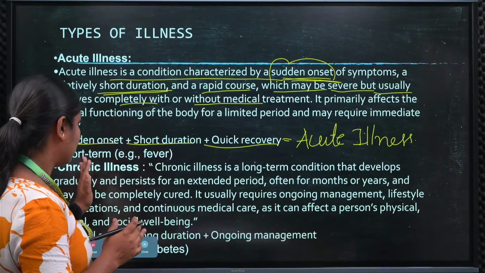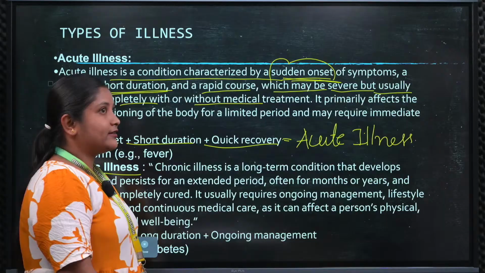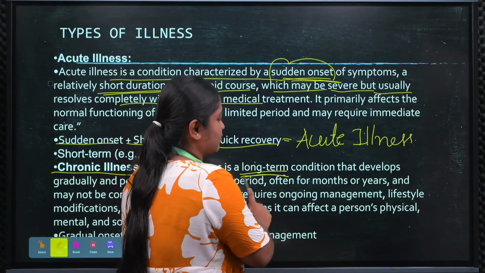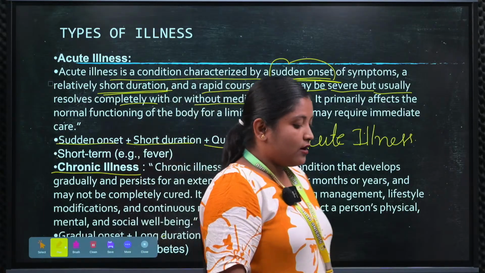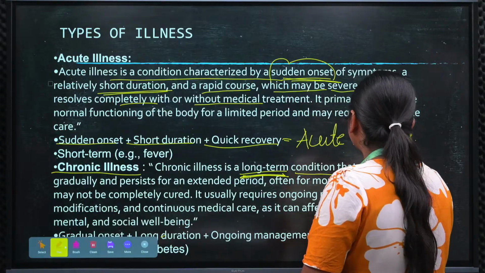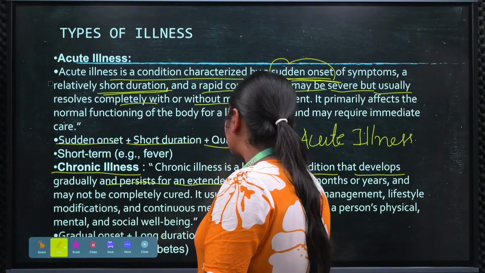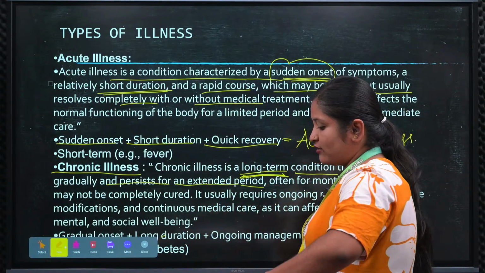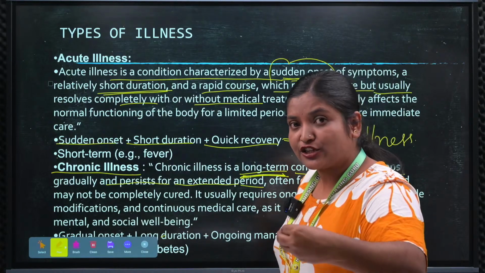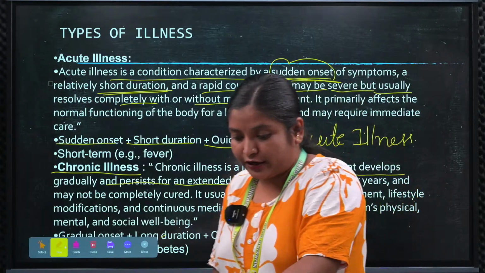Next we can move towards the chronic illness. The chronic illness is long term, short term and long term, so you can remember them as opposite words like that also. So chronic is a long term condition that develops gradually and persists for an extended period. So the duration of the disease condition gradually increases, which may also increase the rate of incidence of the disease condition.